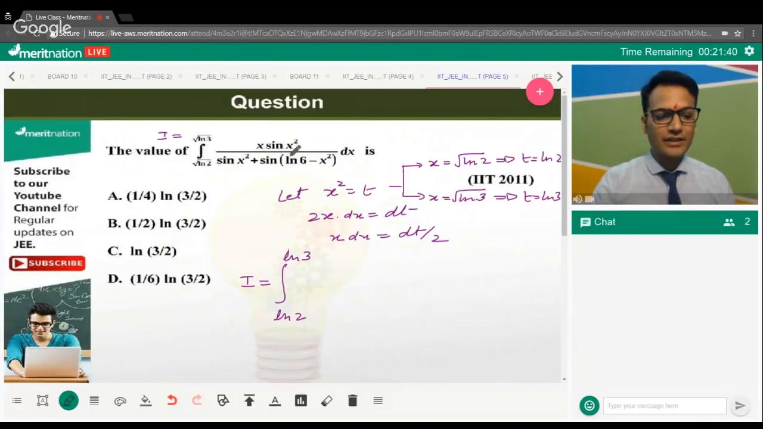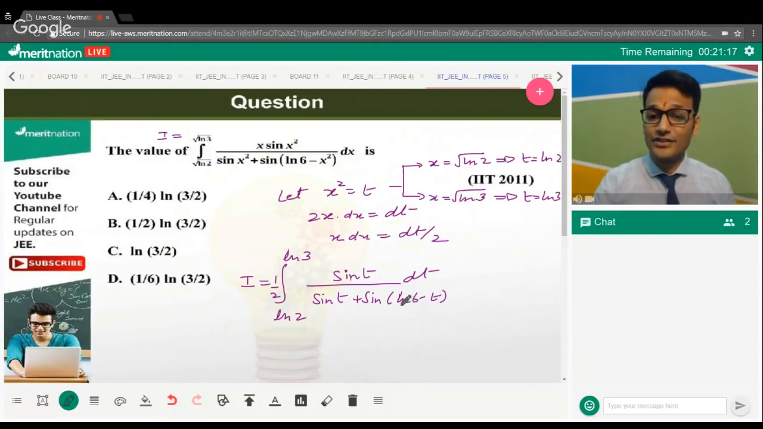X dx will be replaced by dt upon 2. So you can place 1 upon 2 over here and dt will come over here. What we are left with is sine t upon sine t plus sine of ln 6 minus t. Right, a very simple question again.